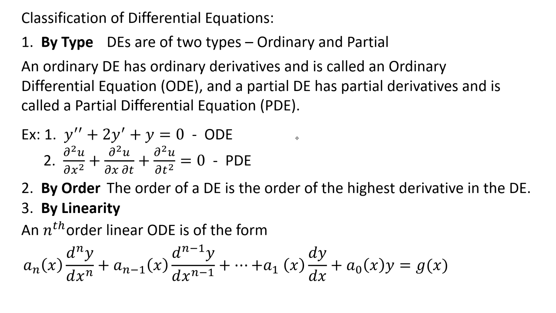So the last two terms: a1 of x times dy dx. Yeah, dy dx is the first derivative, being multiplied by some function of x. And y, that's not a derivative, man. Of course it's a derivative. You take the 0th derivative. What? dy dx is the first derivative, right? What is the second derivative, d squared y dx squared?